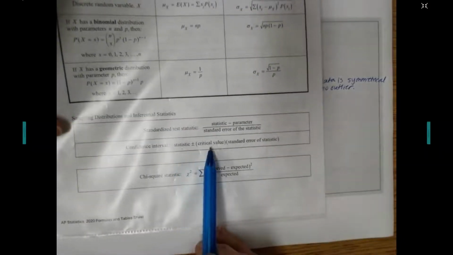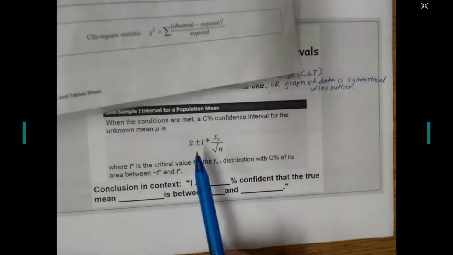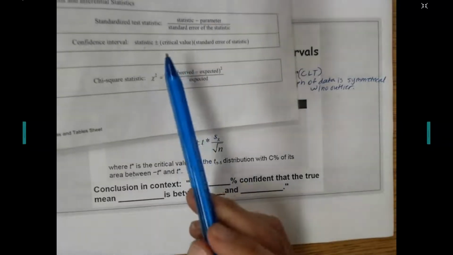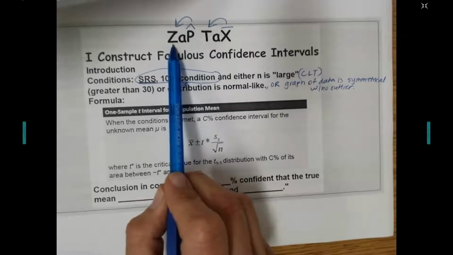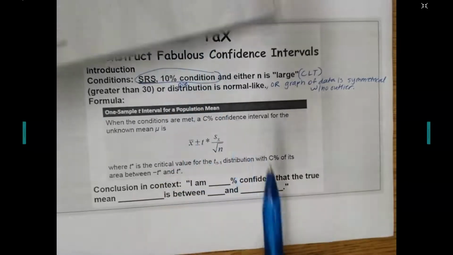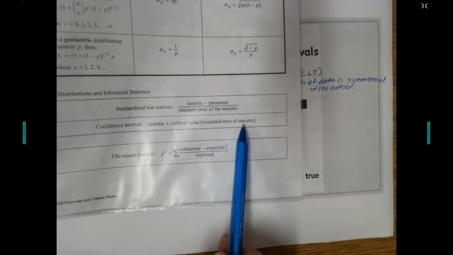Statistic plus or minus critical value times standard error. So your statistic is either x bar or p hat. Well, we're dealing with means, so it's x bar. Plus or minus the critical value. Well, ZAPTAX tells us my critical value of proportions is Z, my critical value of means is T. And then times the standard error of the statistic. Now remember, standard error is just your standard deviation, but you're using a statistic in order to calculate it.